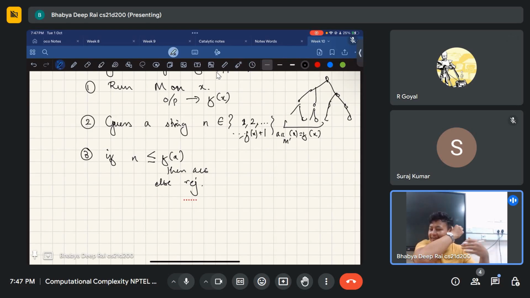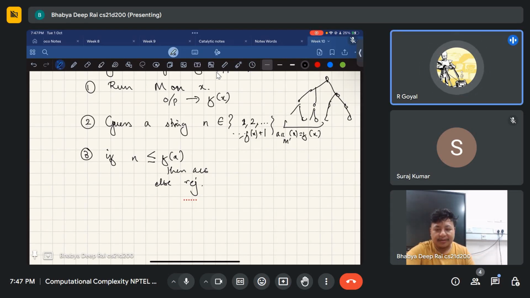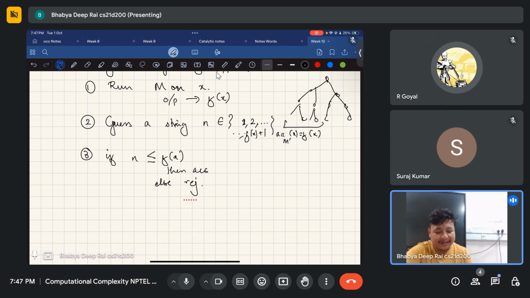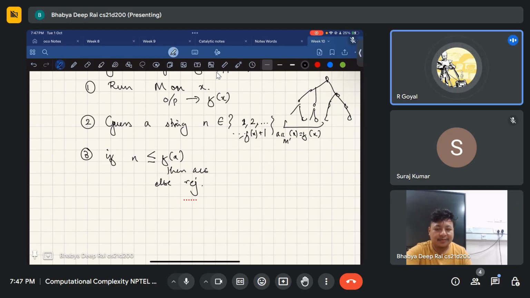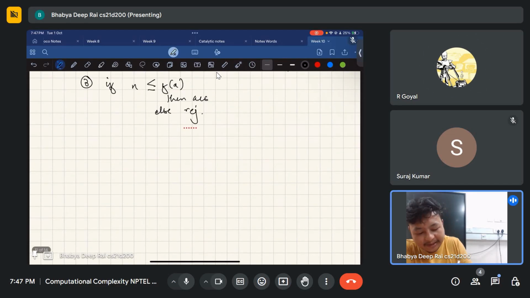Or you could have made this algorithm so that on exactly f of x many certificates, it will accept. Right. Therefore, FP is contained in Sharp-P.